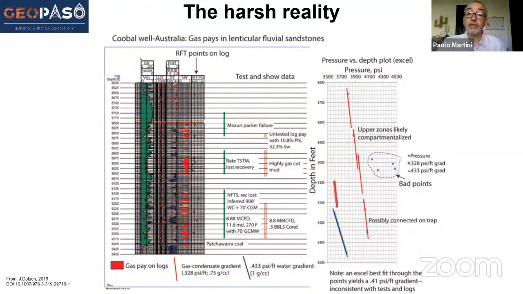accumulations. So in this case, if you connect all the gas points with a line, you would get a 0.41 psi per foot gradient, which is very close to that of water. It's inconsistent with the well tests and logs. So you have help from other data to correctly interpret this pressure data.